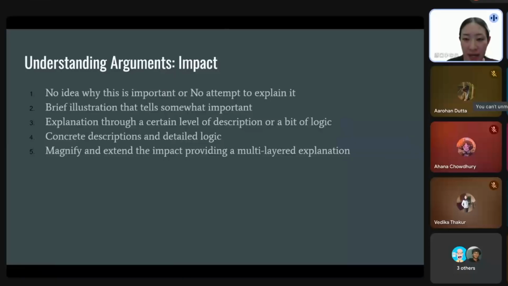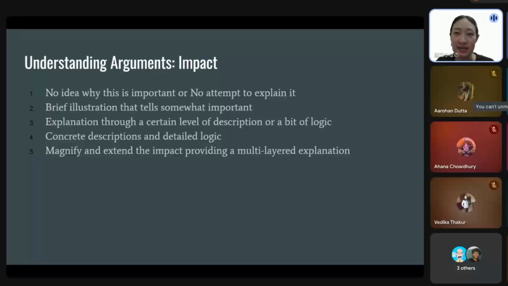Moving on to the impacting. The lowest level is no idea why this is important or no attempt to explain it. The highest level is to magnify and extend the impact, providing multi-layered explanation. So let's take the example of the impact of environmental destruction or environmental pollution happening in a developing country.